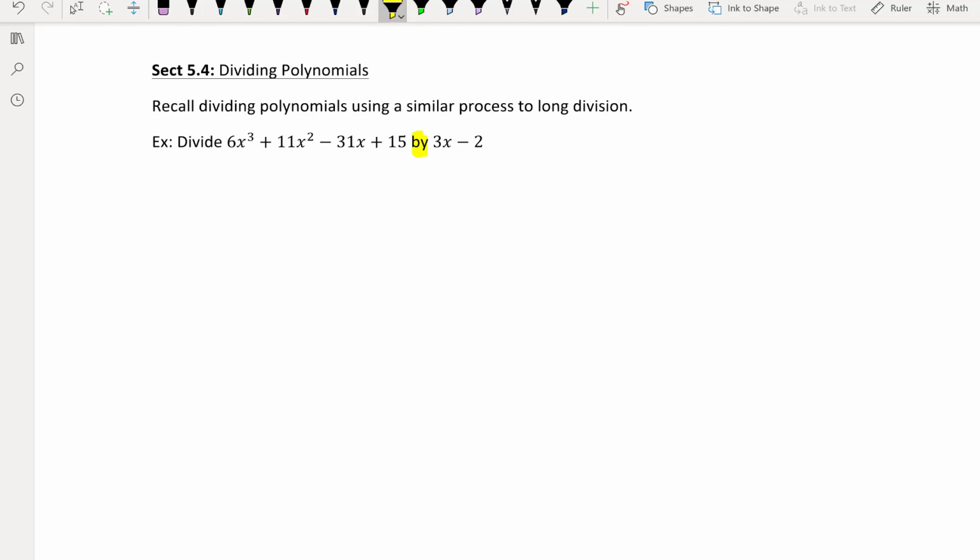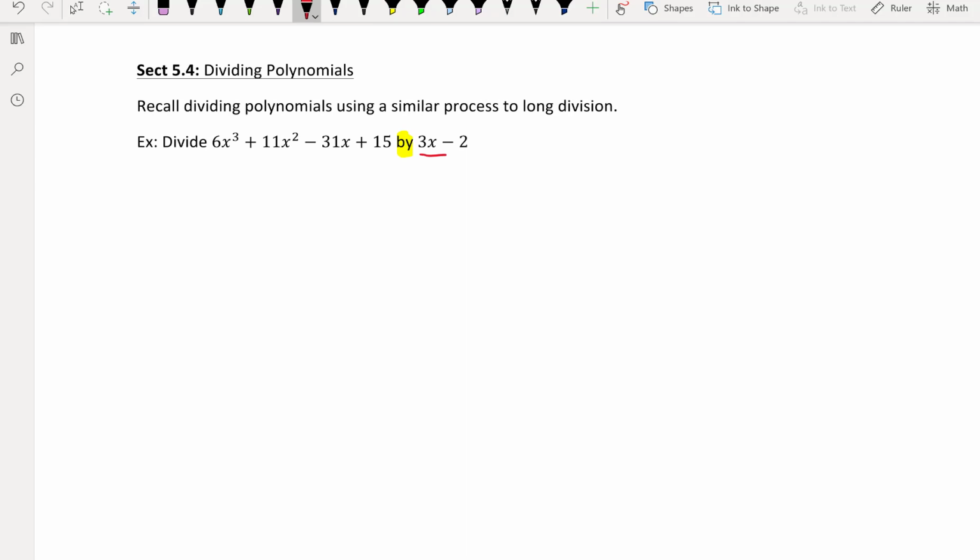So that word "by" tells us that the polynomial afterwards is what we divide by. That's our quotient. So we are going to have 3x minus 2. And on the inside, we're going to have what's in front of the word "by." So that's going to be 6x cubed plus 11x squared minus 31x plus 15. And this was okay because we know that this four-term polynomial is in descending order.